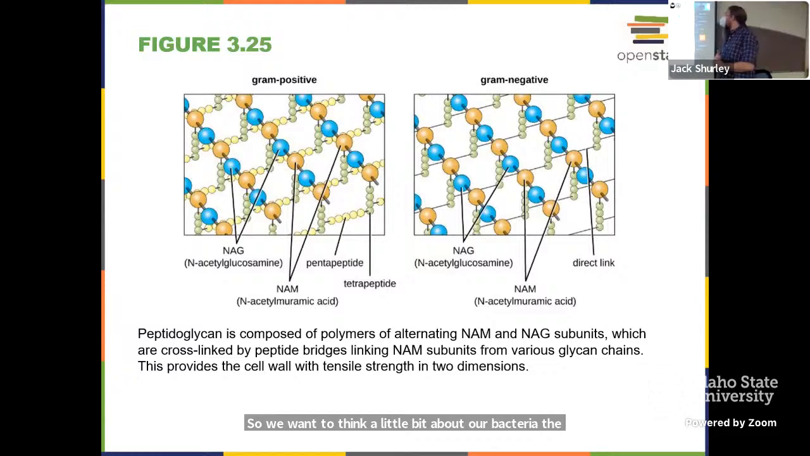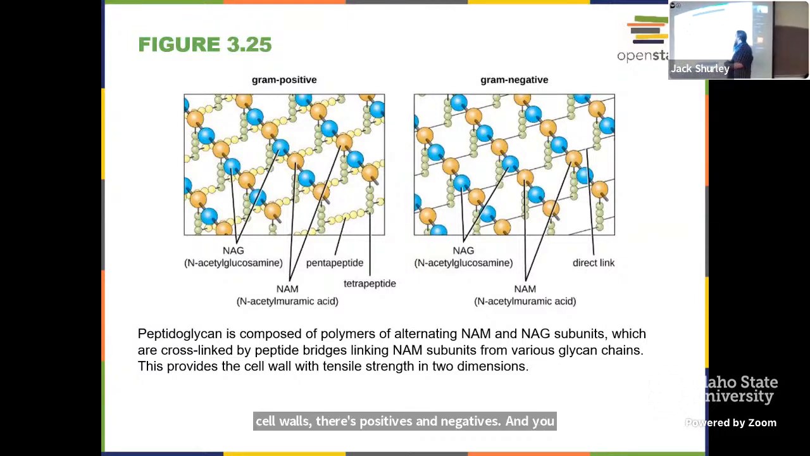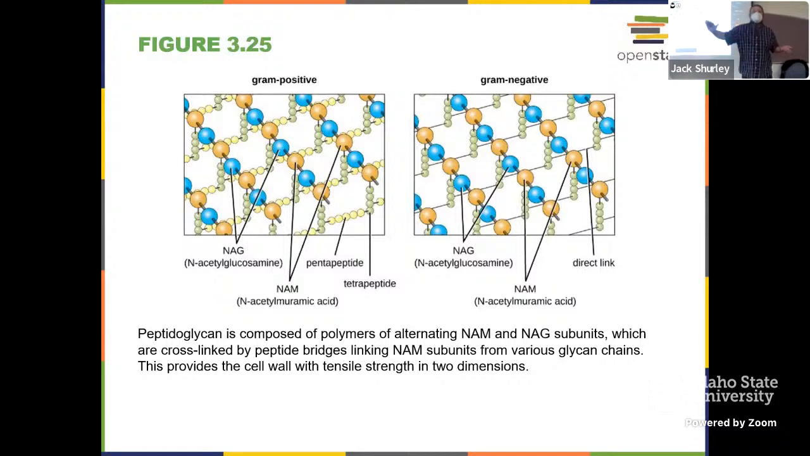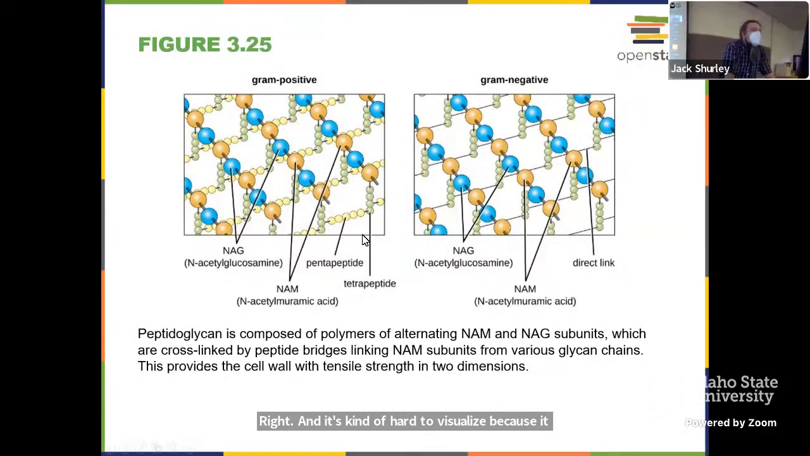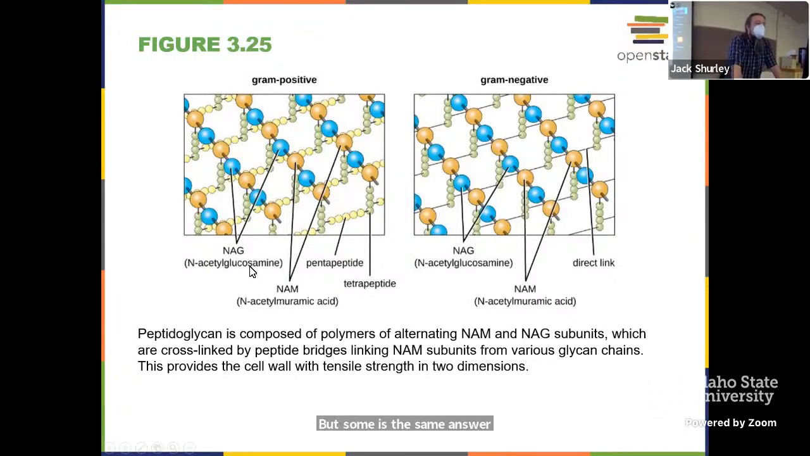There's positives and there's negatives. And you don't need to get super bogged down with this, but recognize there are definitely differences. And really with the positives, we're stacking these layers up. And with the gram negatives over here, we're not getting all of these cross-linked and stacked on top. It's just one sheet, right? And it's kind of hard to visualize because it looks like it's pretty much the same stuff, right? But some is the same and some is different, all right?